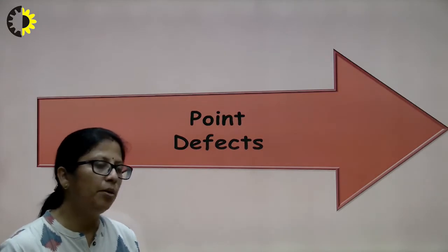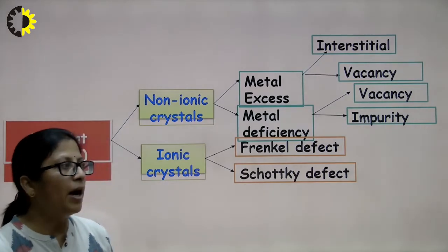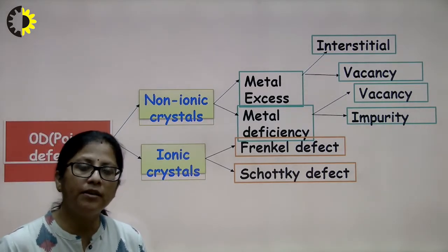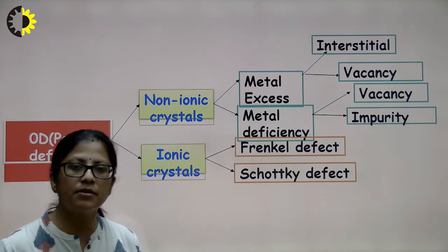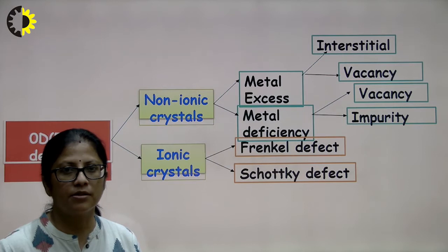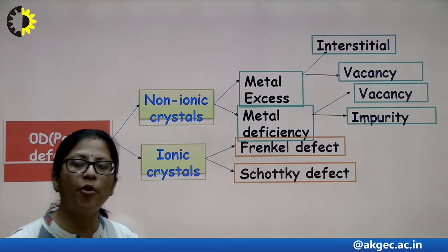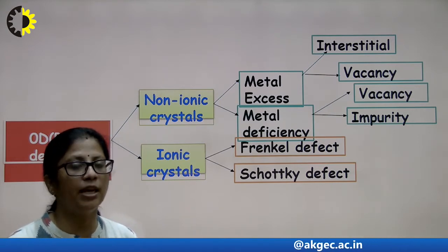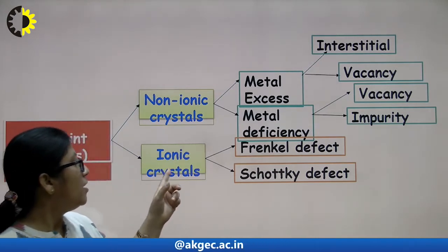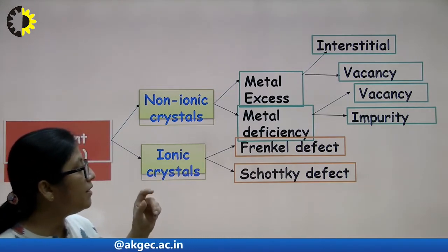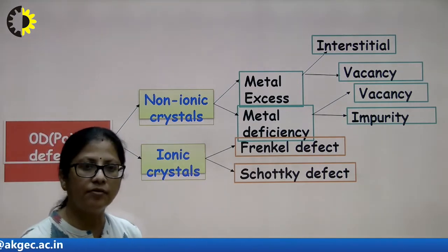Now, coming to the point defects. Point defects can be of two types. They can be stoichiometric defects or non-stoichiometric defects. Stoichiometric defects are those in which the number of positive ions is equal to the number of negative ions. These stoichiometric defects occur in ionic crystals and are categorized into two categories, the Schottky defect and the Frenkel defect.